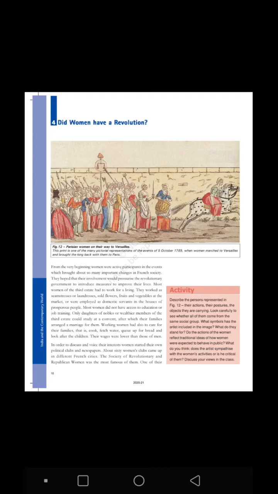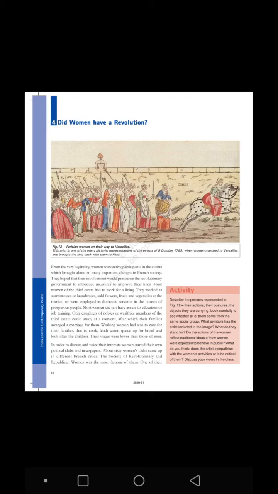Most women of the third estate had to work for a living. They worked as seamstresses or laundresses, sold flowers, fruits, and vegetables at the market, or were employed as domestic servants in the houses of prosperous people. Most women did not have access to education or job training. Only daughters of nobles or wealthy members of the third estate could study at a convent, after which their families arranged a marriage for them.